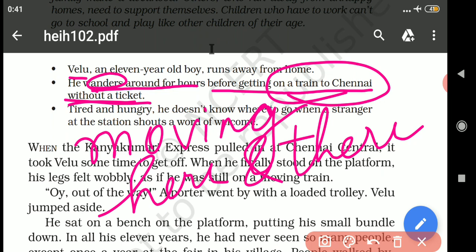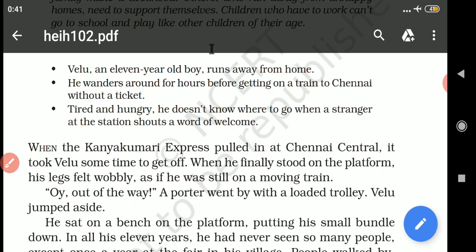Why did he not buy a ticket? Here it may be a question for you. Why did Valu not buy a ticket? What do you think would be the befitting reply in this particular context? One thing may be that he had very little money with him. Okay, that's why he could not buy a ticket. Second reason may be that he had never traveled before, so he didn't know whether a ticket is essential or necessary to travel in a train or not.